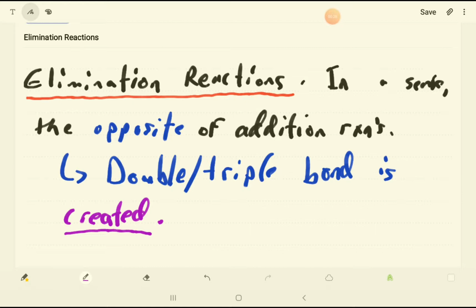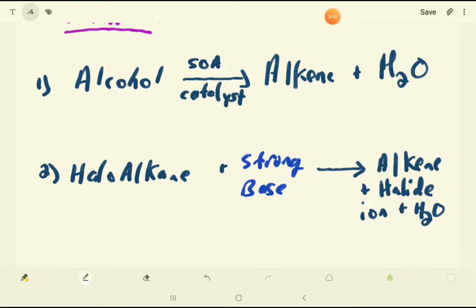What we mean is that you're going to take something that doesn't have a double or triple bond. It's going to go through a reaction, and then it will get a double or triple bond as a result. So, like our addition reactions, there are a couple of ways that this is done. For elimination reactions, there's essentially two mechanisms that allow a double bond to be made.